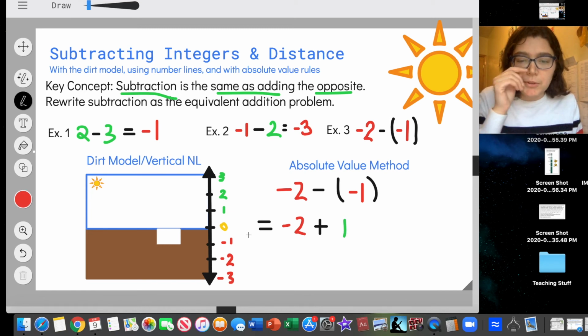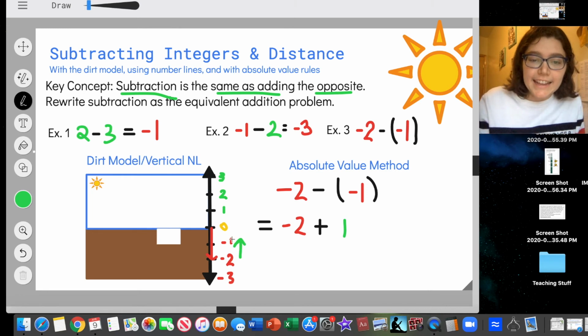So now if I want to represent that on my number line, right, I have -2 going down to -2, and then I have a +1. I'm going up 1, and that makes me end up at -1.